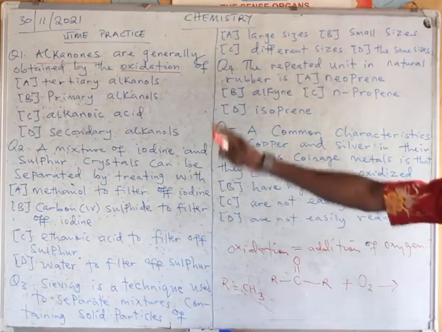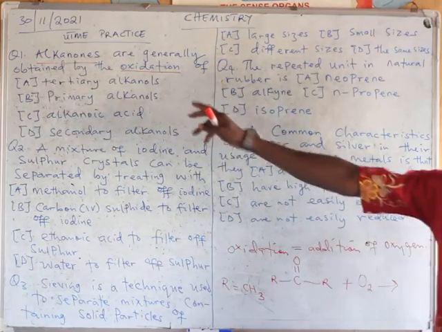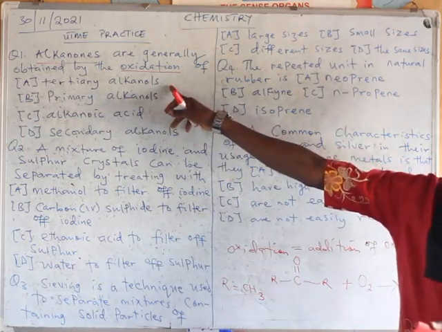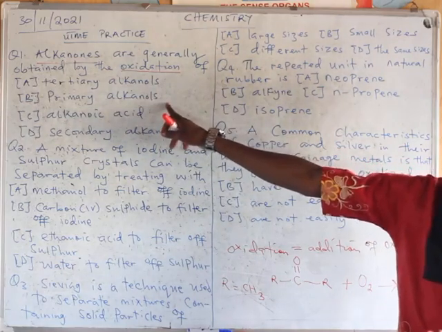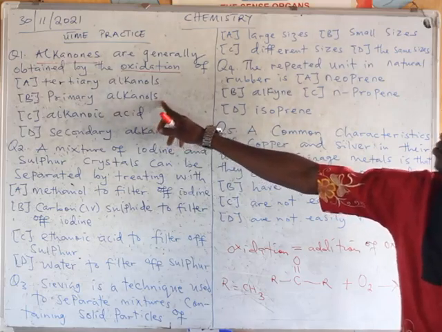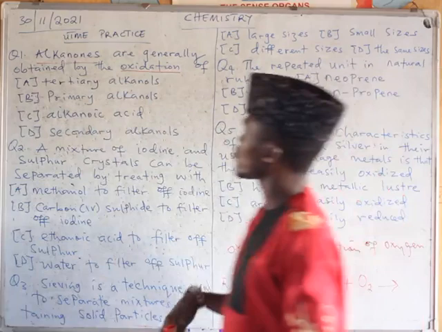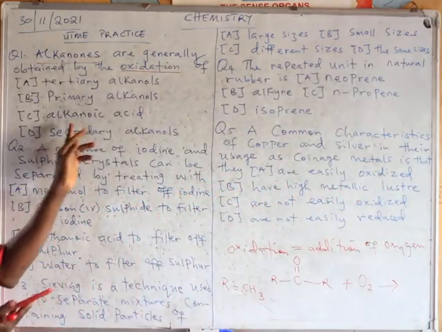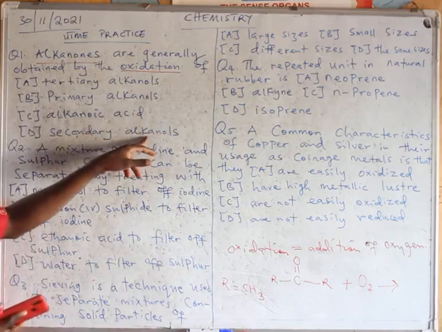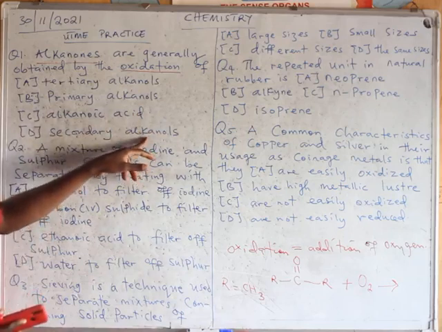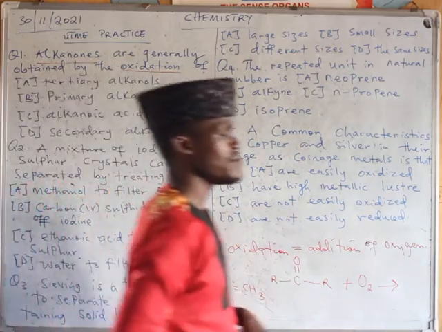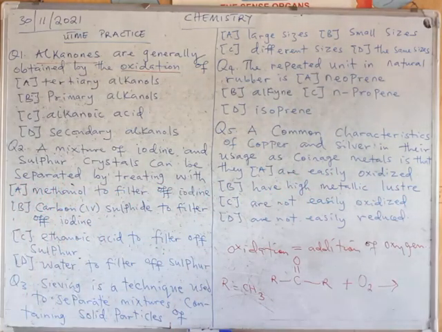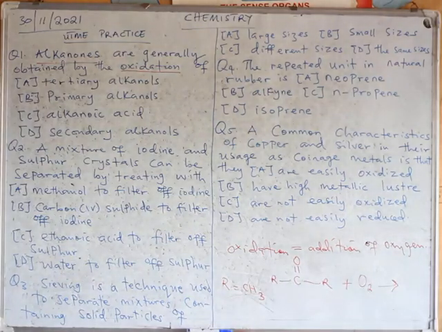Option A says tertiary alkanones. We are referring to alcohols here. Primary alcohols, which are also known as alkanols also. Then we also have alkanoic acid or secondary alkanols. Put together. So which one will best give us the answer? Which option will give us best? When you add oxygen to that ketonic group, what are we going to have?